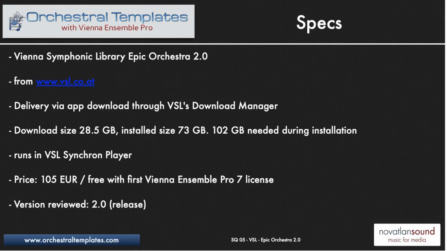Epic Orchestra 2.0 is a download via VSL's own download manager, coupled with activating the license to an e-licenser of your choice. As always, the standard e-licenser that comes with Cubase, for example, works just as well as the Vienna Key sold by VSL directly. The download manager will offer to install the library into a folder of your choosing, which is very easy and works great. Download size is 28.5 GB. After installation, the installed library is around 73 GB, so during download and installation, about 102 GB free space are needed temporarily.